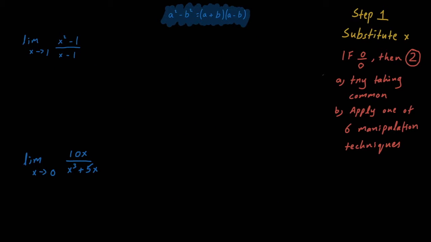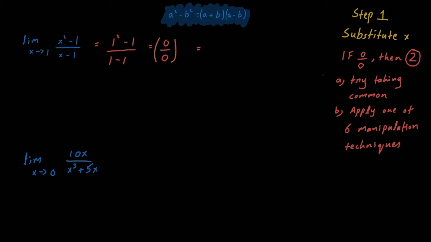Limit as x approaches 1 of x square minus 1 divided by x minus 1. The first step is to simply substitute, so we will get 1 square minus 1 divided by 1 minus 1, which is 0 divided by 0. Now as we have 0 divided by 0, we know that we need to manipulate the equation to find an answer. The first step is to try taking something common.